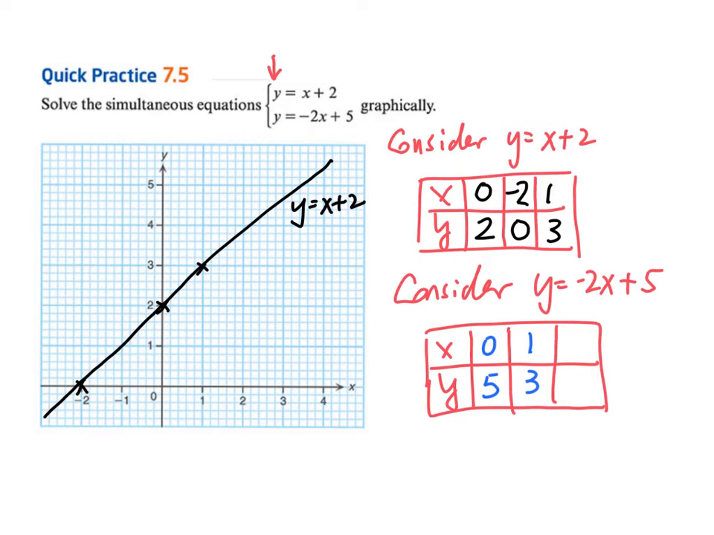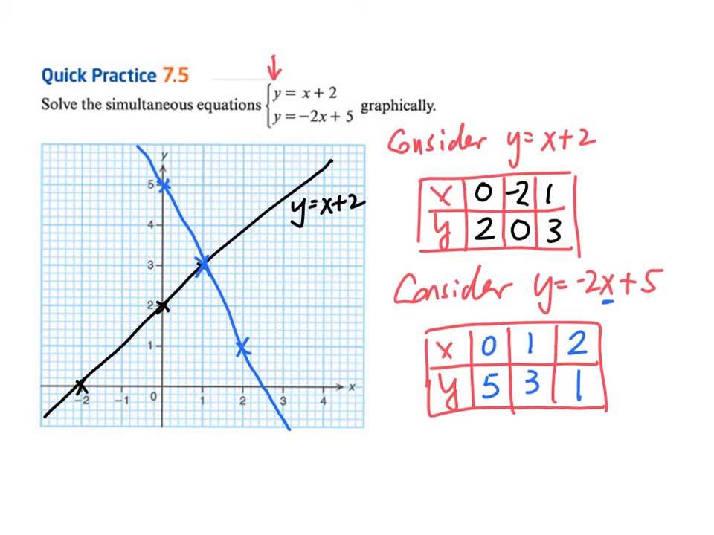I will not choose y equals 0, because then x would be negative 5 over negative 2, which will give you a fraction. So instead, I will choose x equals 2. Negative 2 times 2, that means negative 4 plus 5 would be 1. So once again, I put the points: 0, 5 somewhere here, 1, 3 somewhere here, and 2, 1 somewhere here, and then I can join these points.